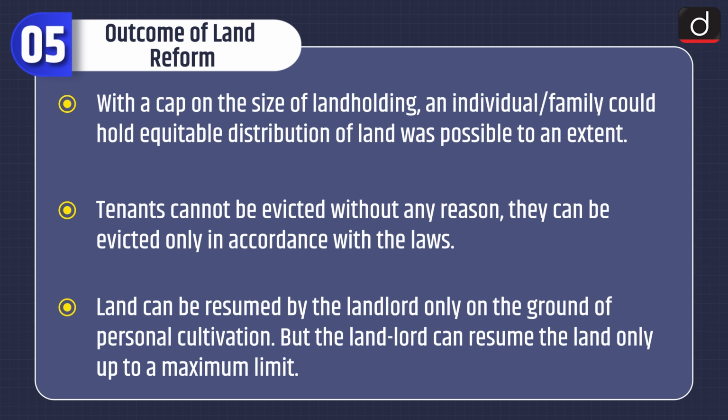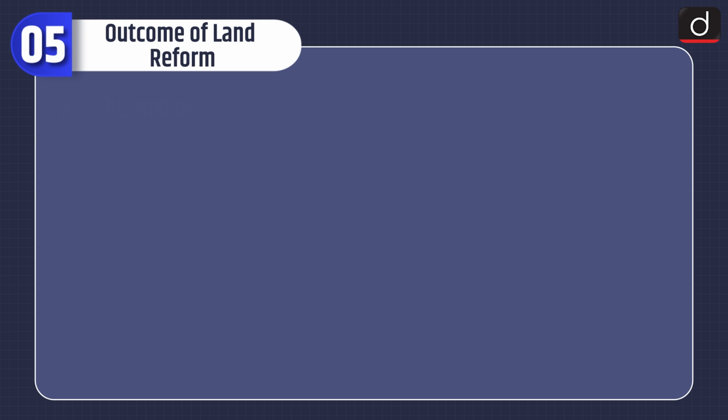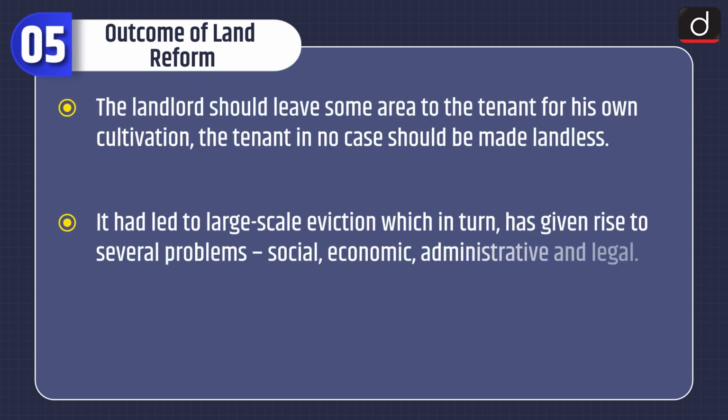Tenants cannot be evicted without any reason. They can be evicted only in accordance with the laws. Land can be resumed by the landlord only on the ground of personal cultivation, but the landlord can resume the land only up to a maximum limit. The landlord should leave some area to the tenant for his own cultivation. The tenant in no case should be landless. And it had led to large-scale eviction, which in turn has given rise to several problems: social, economic, administrative, and legal.